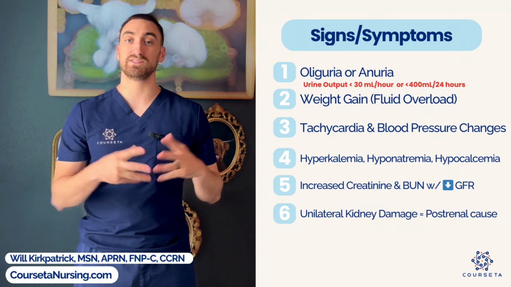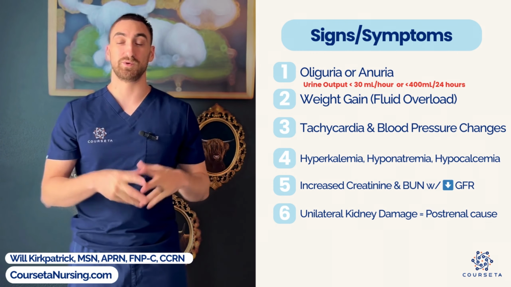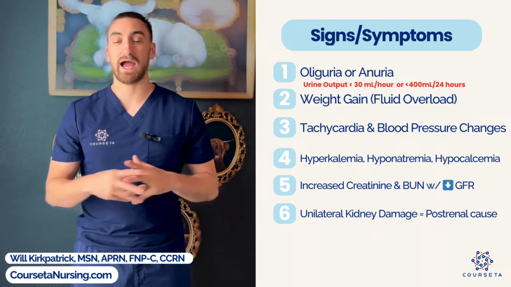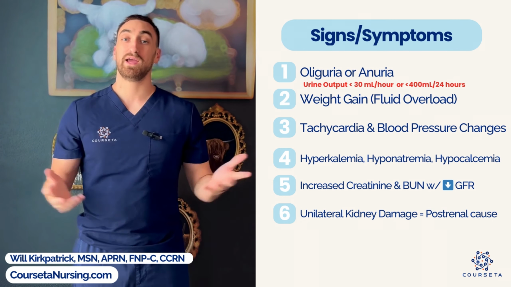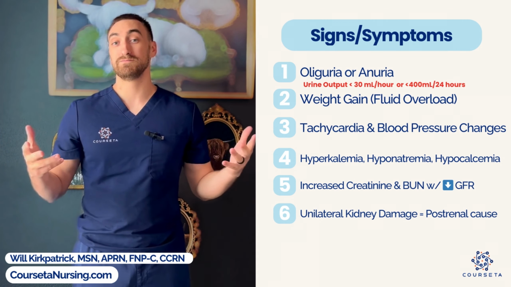That's something we could easily measure if someone has a Foley catheter, which is usually indicated with these patients so we can keep a close eye. And then we have anuria, which is a complete absence of urine output. Well, if we have a complete absence or a low urine output, where does that fluid go? Well, it stays in the body.